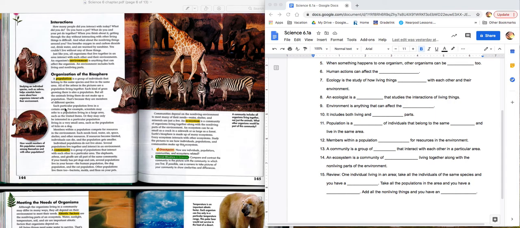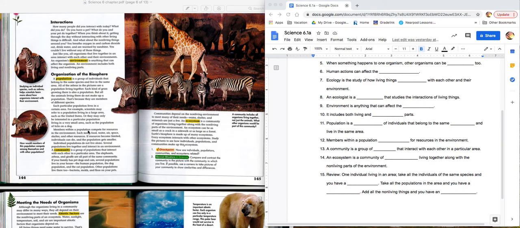Each particular population lives in a certain area. For example, scientists may refer to a population living in a large area, such as the United States, or they may only be interested in a particular population living in a very small area, such as the population of the number of ticks on a dog. Something crazy to think about.